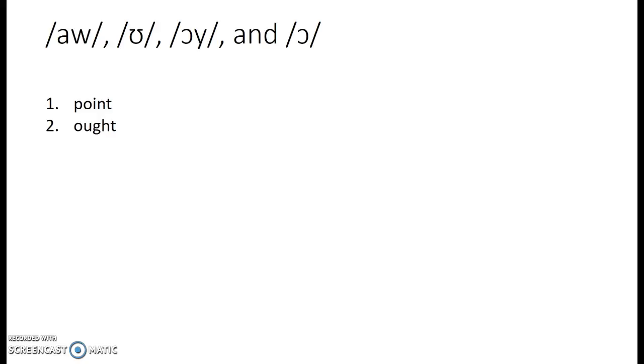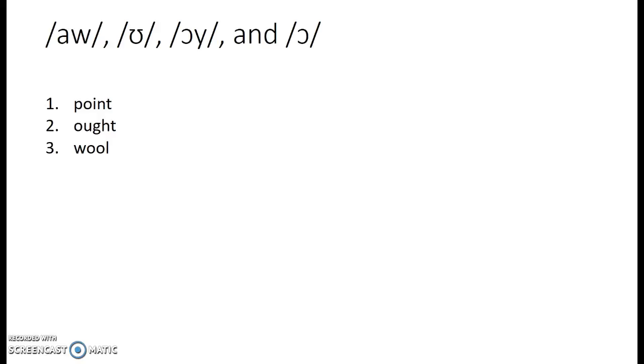Number 3, wool. Wool. This word has to be remembered as the only OOL word that has the sound. This is the only one out there, so you'll just have to remember it.